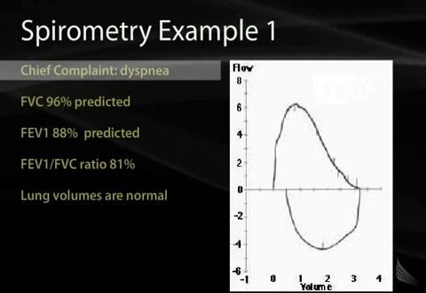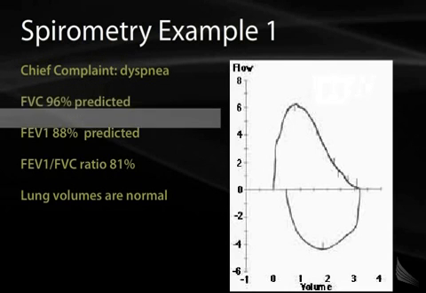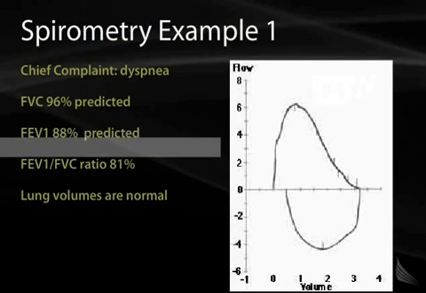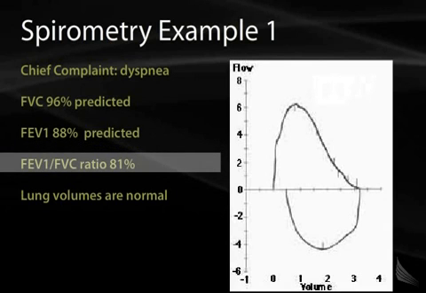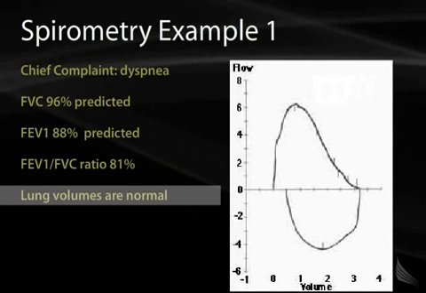Here's an example. Somebody comes in with shortness of breath, dyspnea. We do pulmonary function testing, and we see that their forced vital capacity, their FVC, is 96% of what we would predict. Their FEV1 is 88% of what we would predict. Their FEV1 to FVC ratio is 81%. And we look at their flow volume loop curve, and this is a normal looking flow volume loop curve. We'll actually give further information and say the lung volumes are normal.